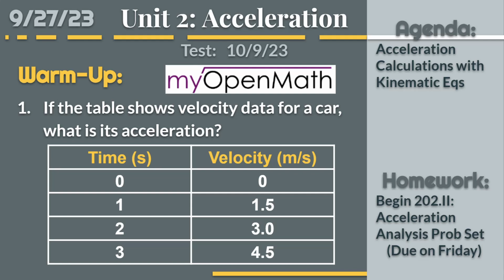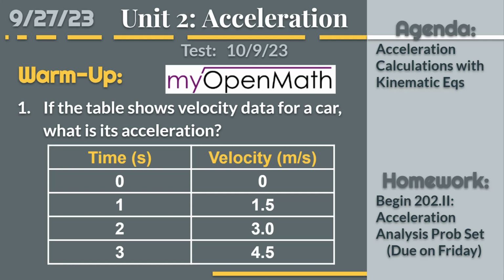So if you look at this data table, it shows 0 through 3 seconds, and it shows velocities that go from 0 to 1.5 to 3 to 4.5. So what is the acceleration of this object? Yes, Austin. 1.5 meters per second squared or per second. Perfect. It's getting faster 1.5 meters per second every second. 1.5 meters per second every second can be written as 1.5 meters per second per second, or as 1.5 meters per second squared. It's the same thing, it's a different way to write the unit.